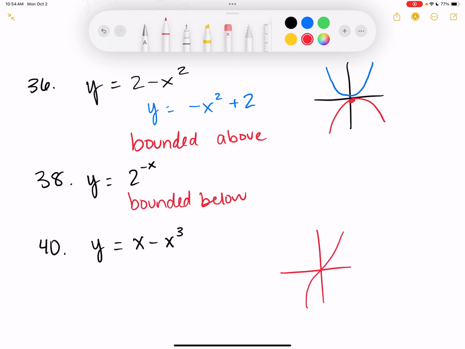Kind of looks like a tangent function. They're slightly different, but they kind of look the same. So basically, this is going all the way up to infinity, and this is going all the way down to negative infinity. So this one is not bounded, okay? Not bounded above or below because there's nothing stopping it. It's going all the way out to infinity in both directions.